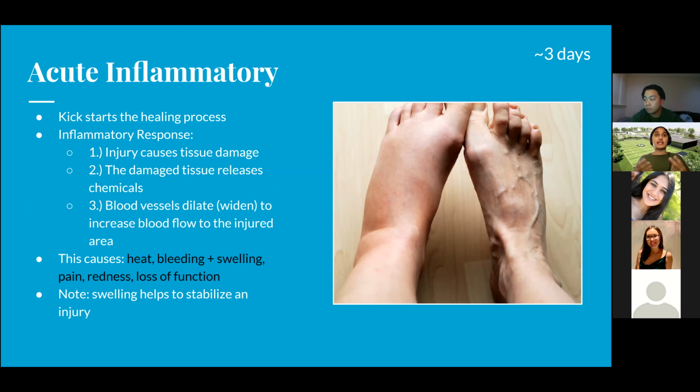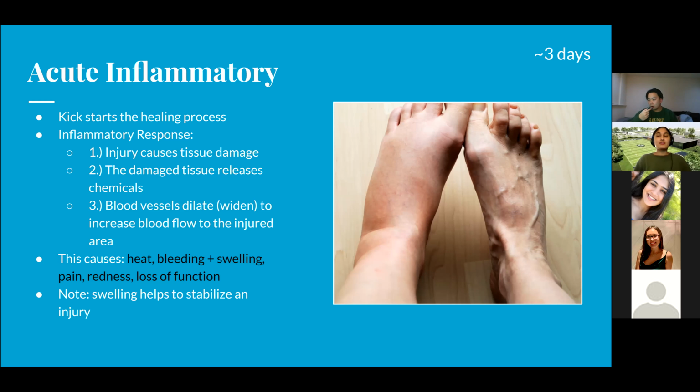This is the phase that kickstarts the healing process. During the acute inflammatory phase, given its name, the inflammatory response is occurring. So what is the inflammatory response, right? Basically, first you have an injury that causes some sort of tissue damage. That damaged tissue then releases some chemicals, and as a result, blood vessels dilate, they widen to increase blood flow to the injured area.